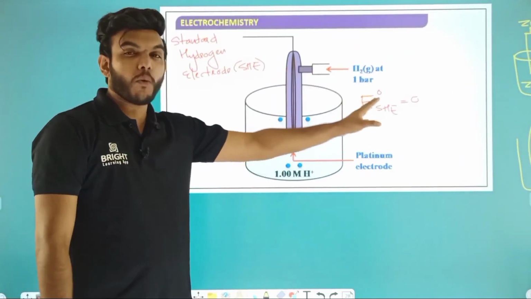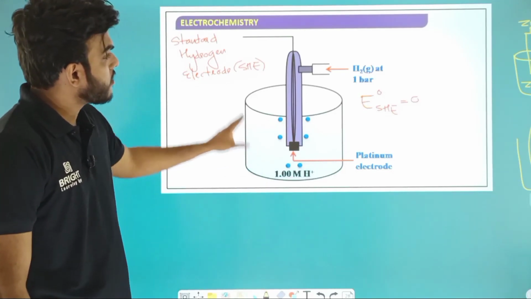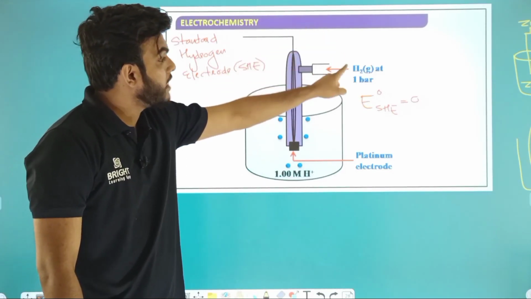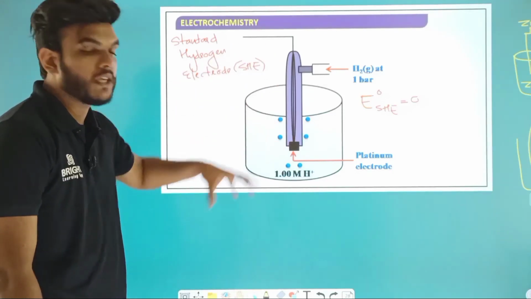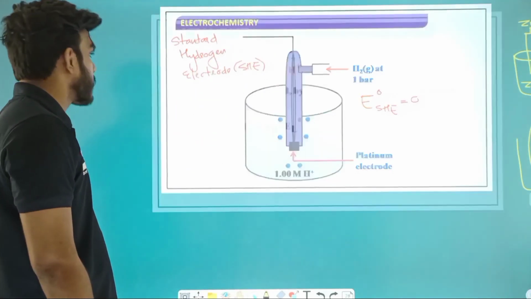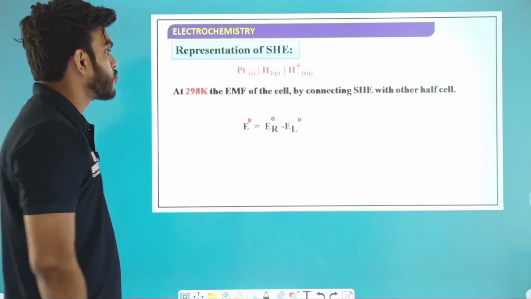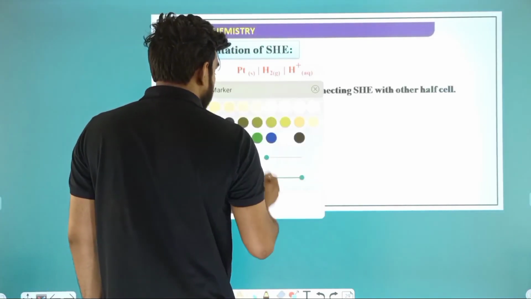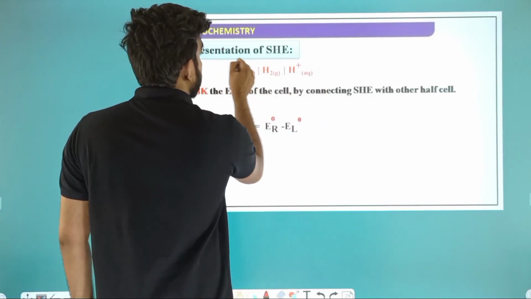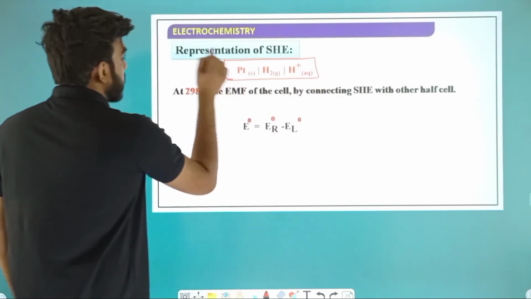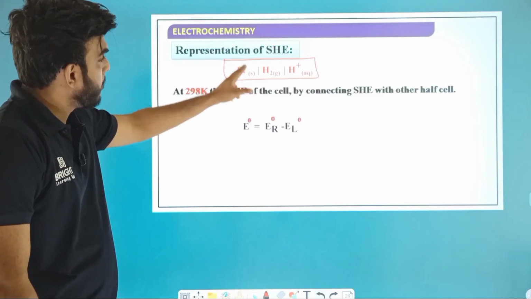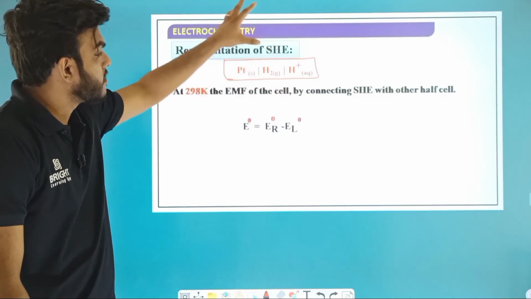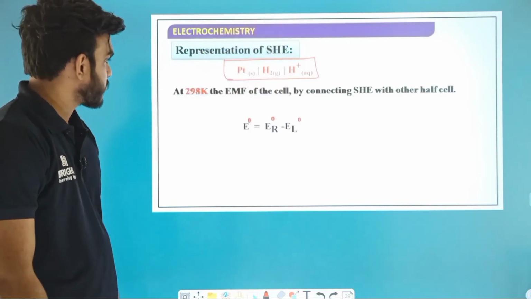For SHE, the electrode potential is always 0, and this is a representation with hydrogen at 1 bar pressure and a platinum electrode, immersed in 1 molar solution of H+ ion. So this is the actual cell representation of SHE. This is very important: Pt | H2 | H+. Pt | H2 | H+ is the cell representation of SHE.